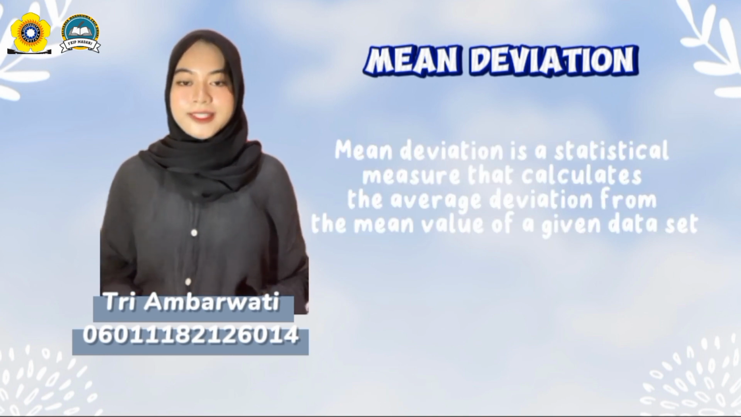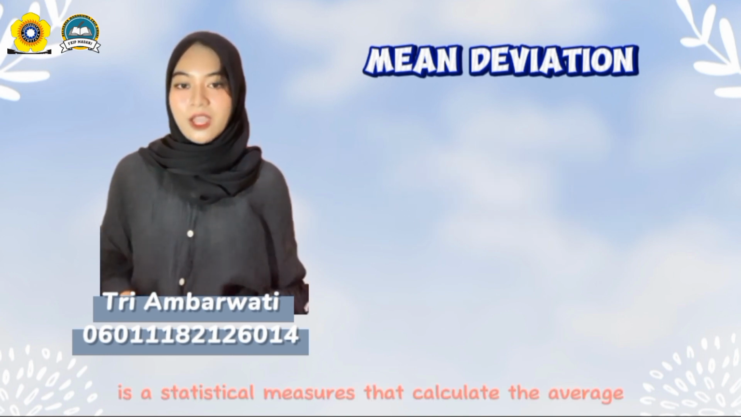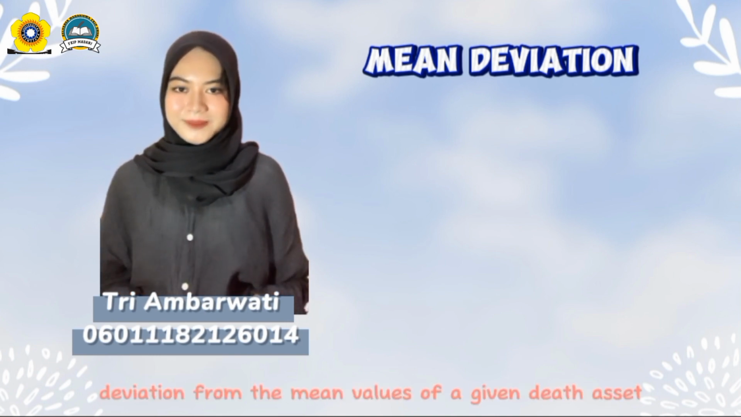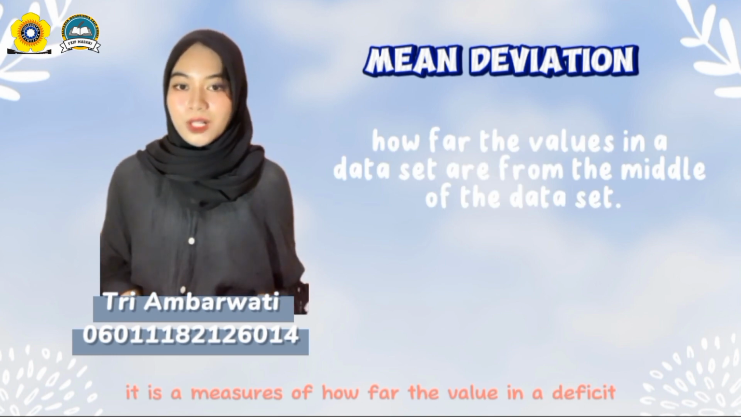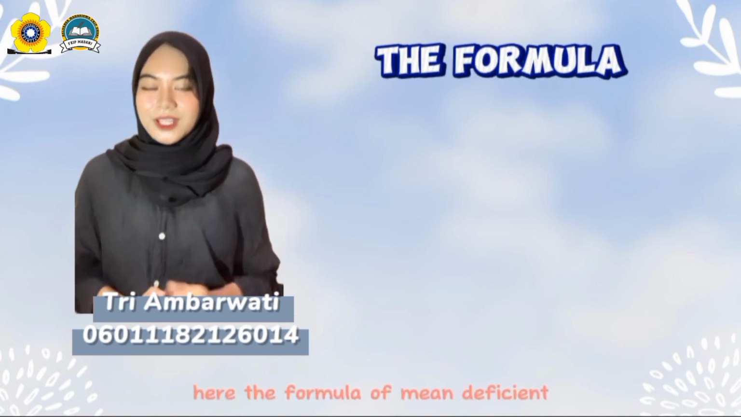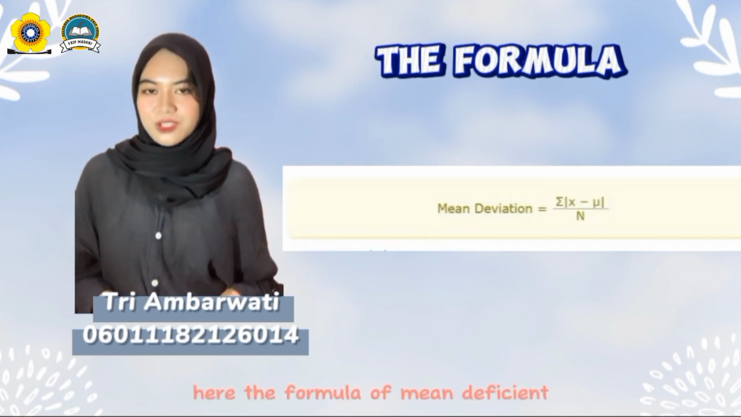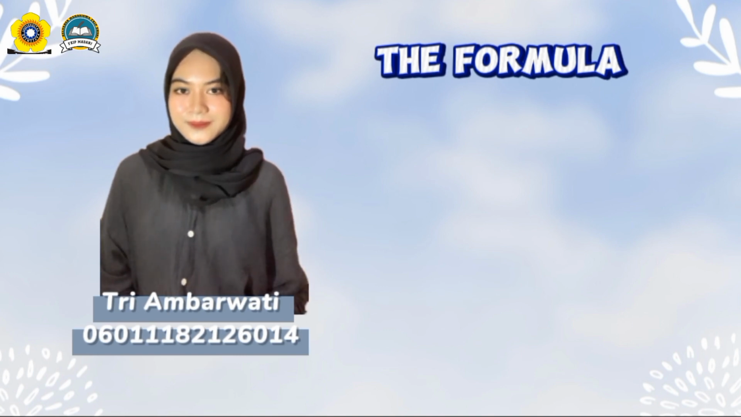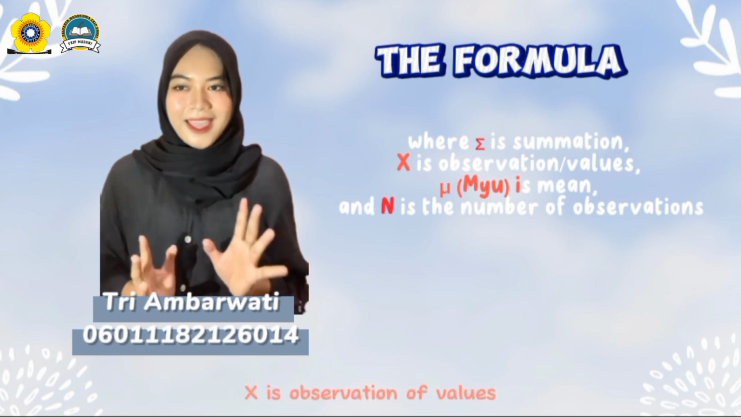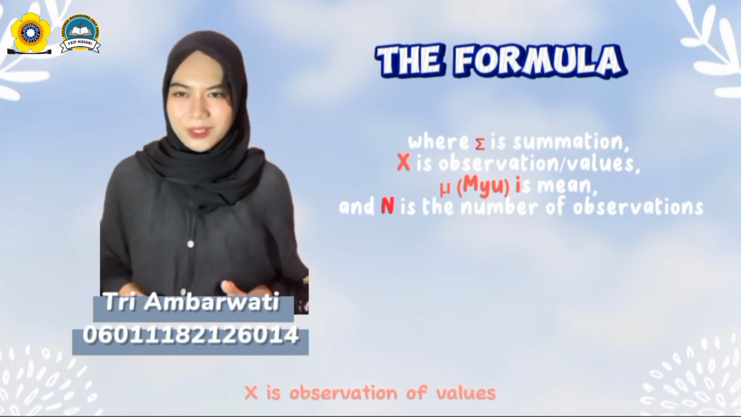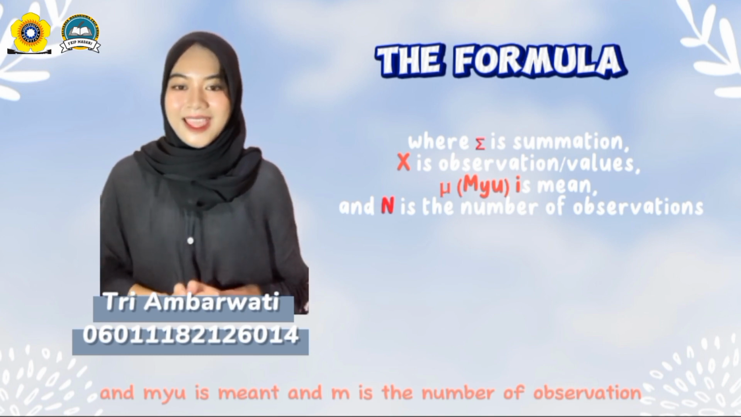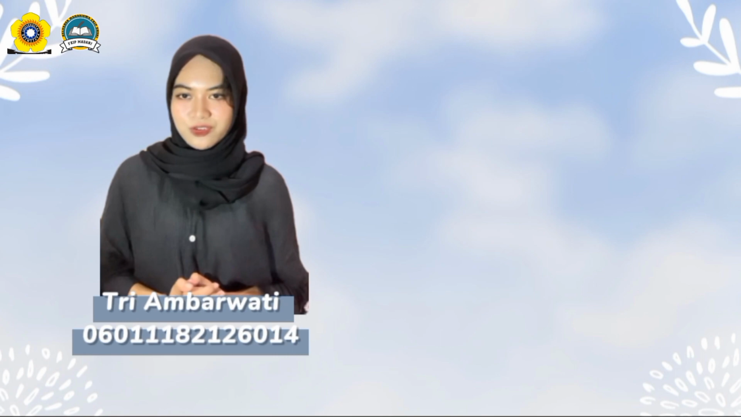Mean deviation. Mean deviation is a statistical measure that calculates the average deviation from the mean values of a given dataset. It is a measure of how far the value in a dataset are from the middle of a given dataset. Here, the formula of mean deviation, where sigma is summation, X is observation or values, and mu is mean, and N is the number of observation.